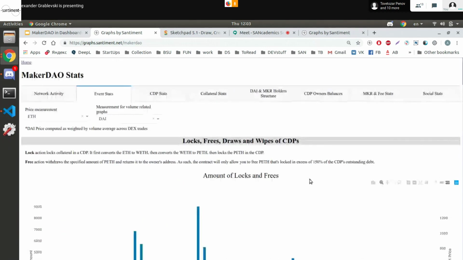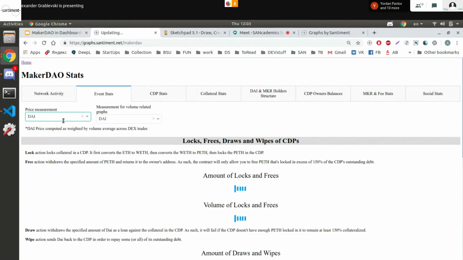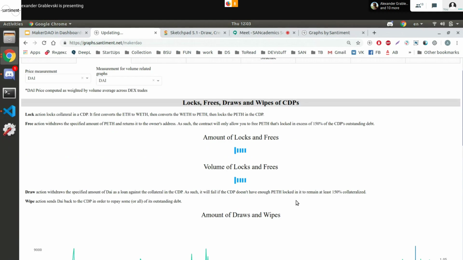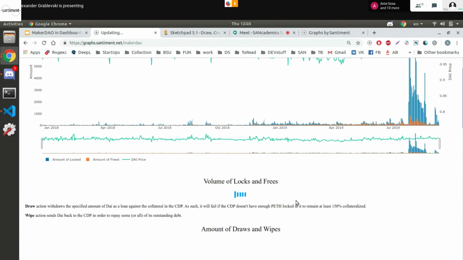The thing that also might be useful for you are these controllers. So that's again price measurement. You can plot DAI price or Maker price or ETH price on all the graphs you have here. Yeah, that's DAI price.